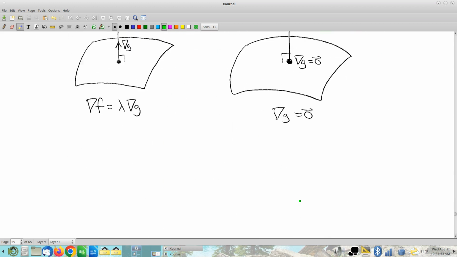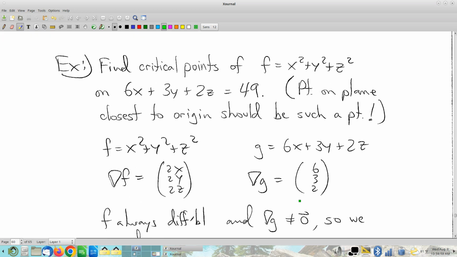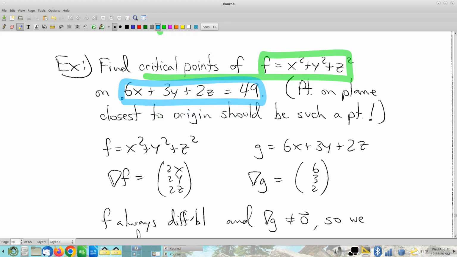Let's do one. Let's get our hands dirty. Alrighty. So we've got an objective function that we want to find critical points of. I want to know where this is as big as possible or as small as possible, whatever. We want to find the critical points on this constraint set, which you'll notice, again, is written as a level set, thus making this my objective function. Anybody good?